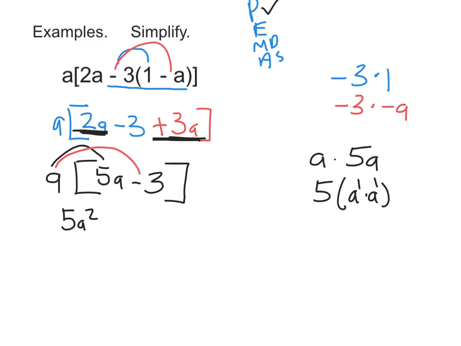Now I'm going to distribute here. I have a times negative 3, which is a negative 3a. Notice the variable parts are not the same, so that is my solution.